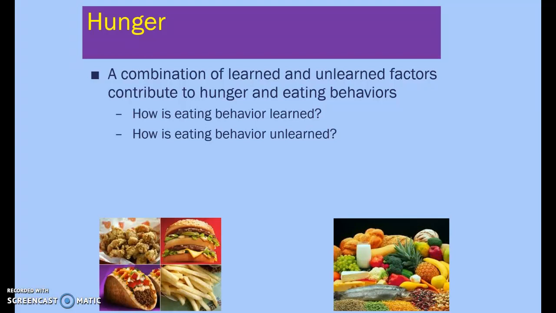Eating behavior can also be unlearned to an extent. We can think about if we are given a limited selection of food, and if that's all we've got, even if we don't like it, but we're hungry, we're going to eat it, probably to survive. And so then we can unlearn maybe that we didn't like that food after all.